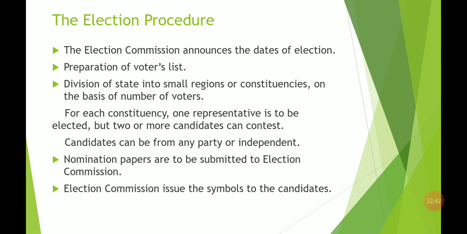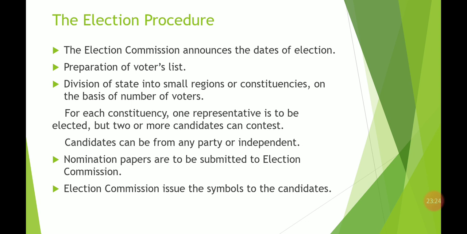After that, the state is divided into small regions or constituencies on the basis of the large number of voters. To make it easy, the Election Commission divides the region into small constituencies, small areas. That division is on the basis of population, meaning that each area must contain the same number of voters, or approximately the same. So the number of voters is the base for the division of constituencies, and it also helps to conduct the election very easily.